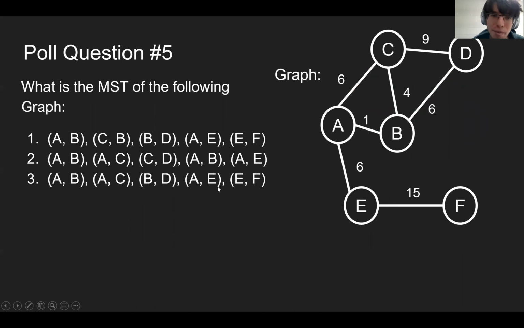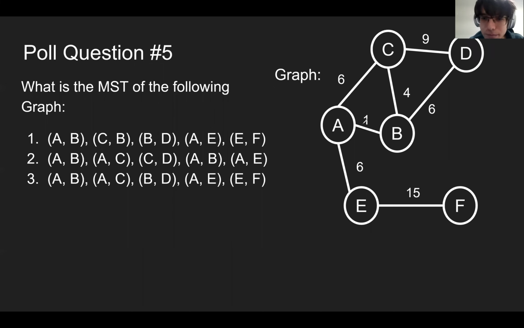Full question, what's the MST of the following graph? So you can pause and try and answer, running out of time, so I'll go over it now. The answer for this is 1, and the reason why is because we can actually use one of the algorithms, right? So let's just use Kruskal's.